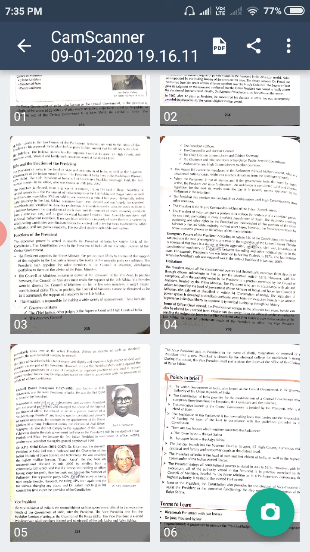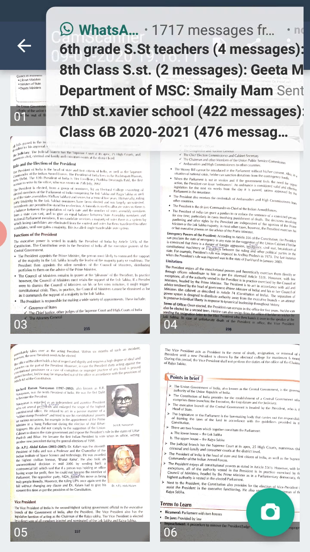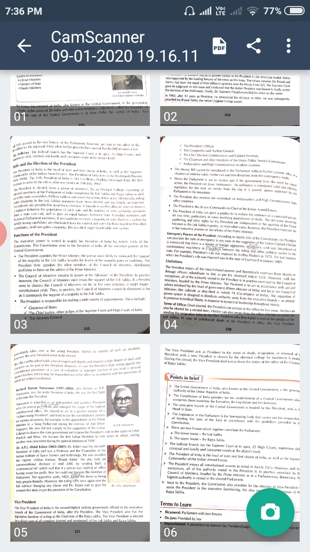Then the Vice President. The Vice President of India is the second highest ranking government official in the executive branch of the Government of India after the President. The Vice President is elected by direct vote of all the members, elected and nominated, of the Lok Sabha and Rajya Sabha. The Vice President acts as President in the event of death, resignation, or removal of the President until a new President is chosen by the Electoral College for a maximum of 6 months. During this period, the Vice President shall not perform the duties of the office of the Chairman of Rajya Sabha.